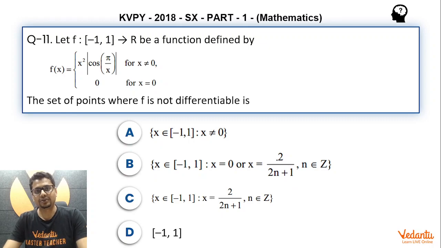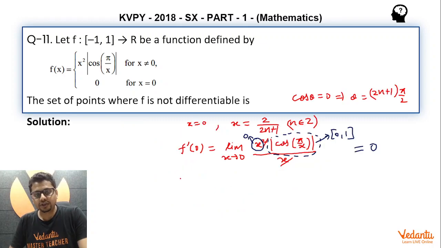So now let's explore this. Here, first of all, when we talk about x equal to 2 by 2n plus 1, if you see carefully, limit x tending to 2 by 2n plus 1 of f of x is the same as f of 2 by 2n plus 1.